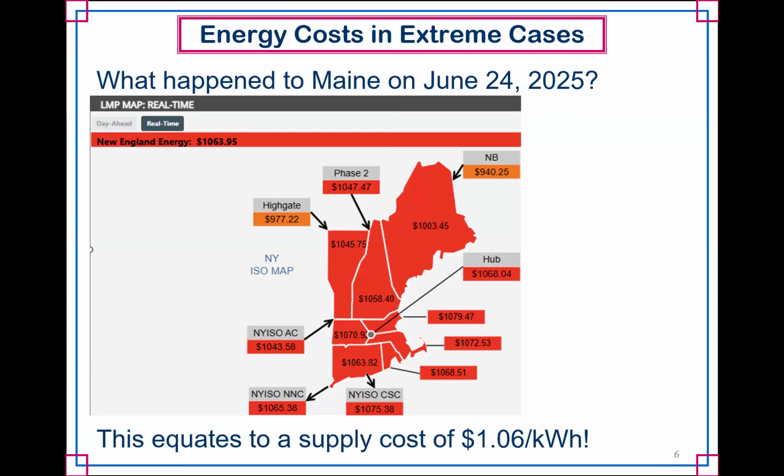They thought the prices were going to be $500 a megawatt hour, but a couple of generators were not available for one reason or another. So those prices went out the window. And now you're pushing over $1 per kilowatt hour, which is extremely expensive.